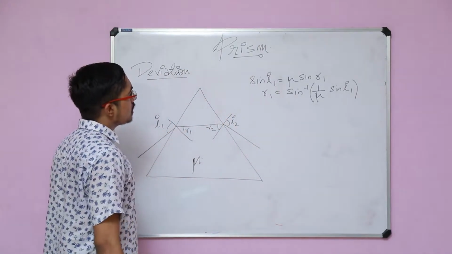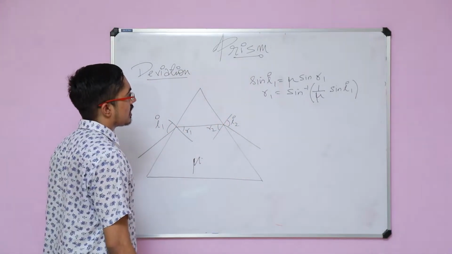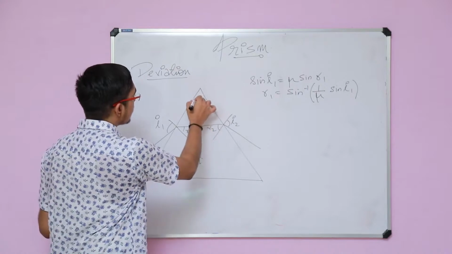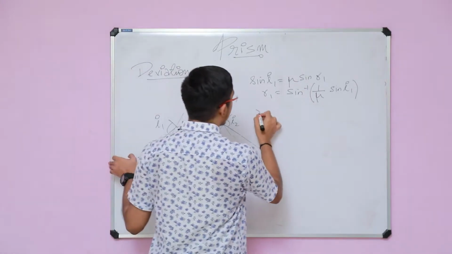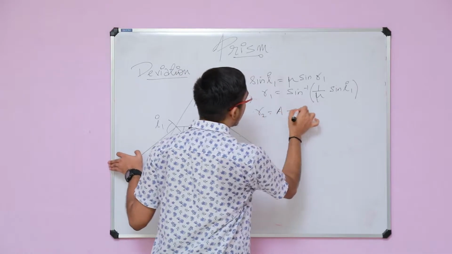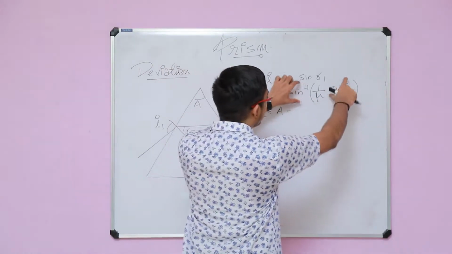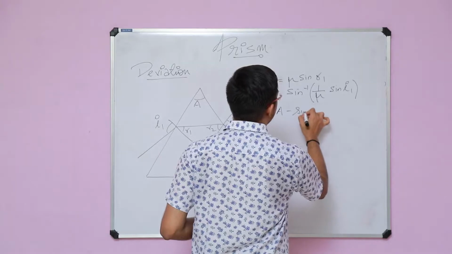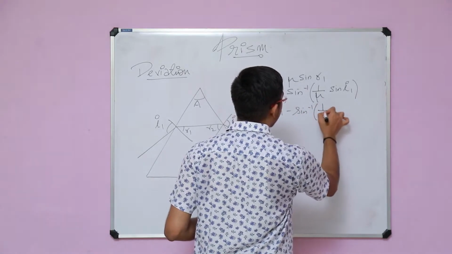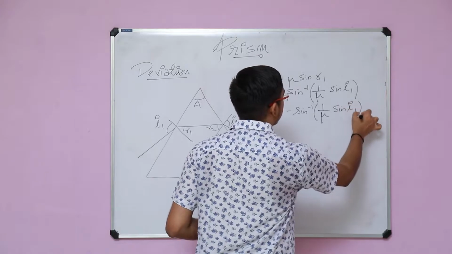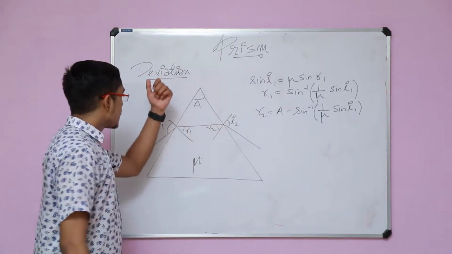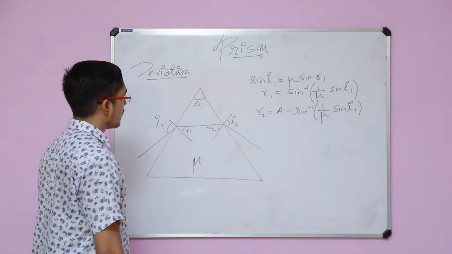R1 is equal to sin inverse of 1 by mu sin I1, and we know that R1 plus R2 is equal to A. So R2 is equal to A minus R1. In place of R1, I will plug in this value, that is sin inverse of 1 by mu sin I1. So we started from this, we reached up to here, isn't it?